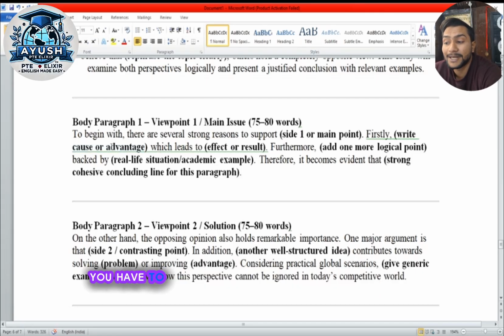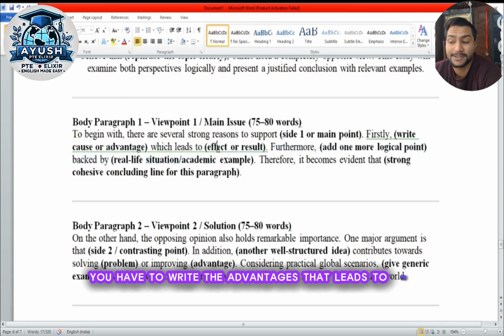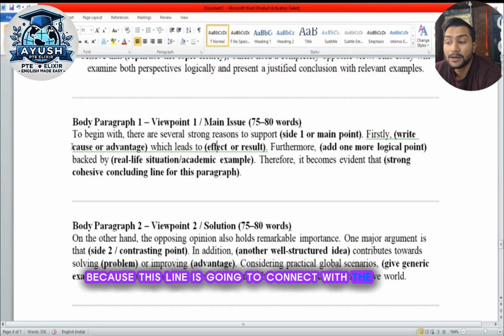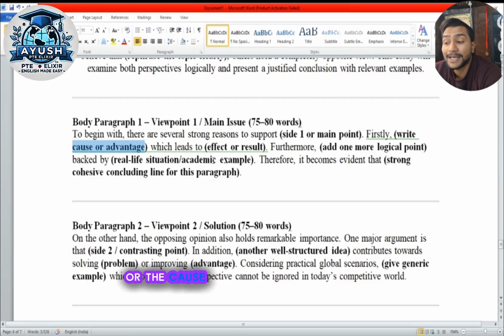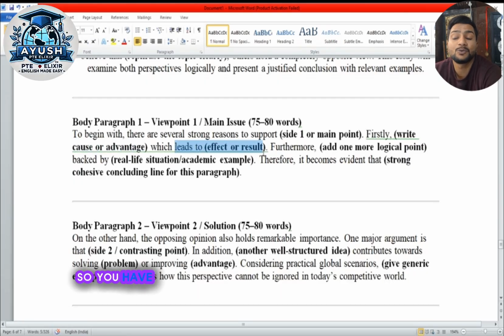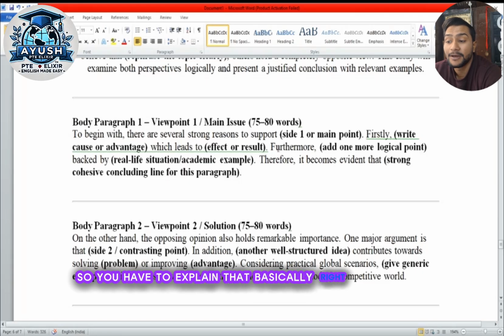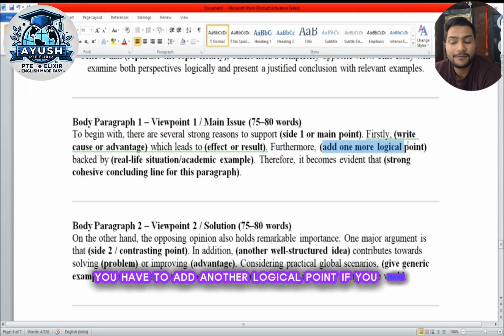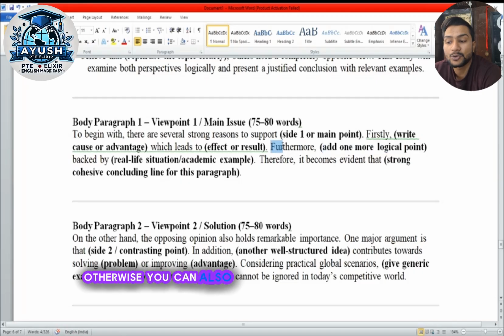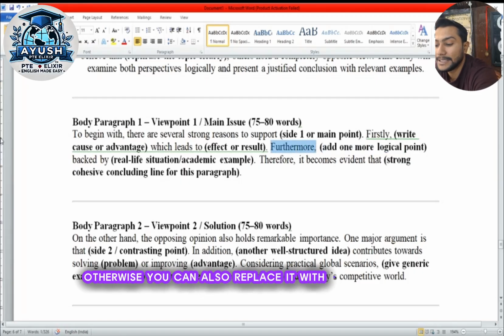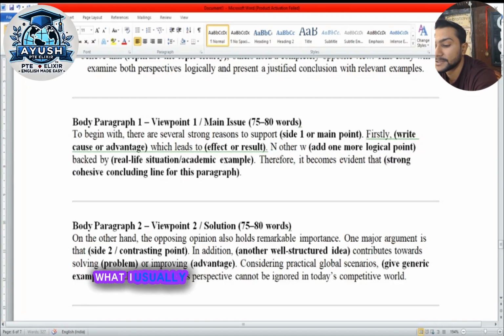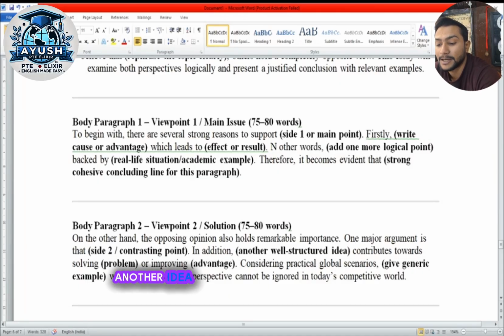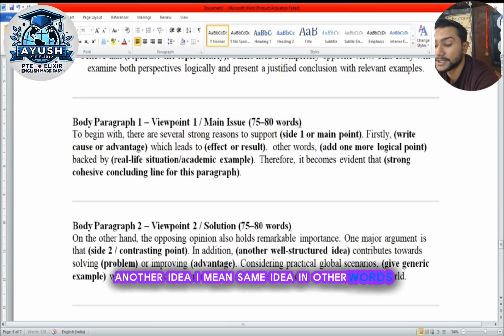So firstly, you have to write the advantages that lead to this result, because this line is going to connect with the reason or the cause that is giving a conclusion. So you have to explain that basically, right? Furthermore, you have to add another logical point if you have, otherwise you can also replace it with in other words. What I usually suggest is that you explain the same idea in other words.